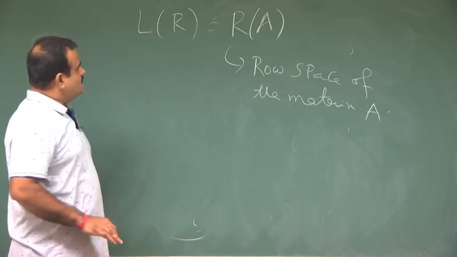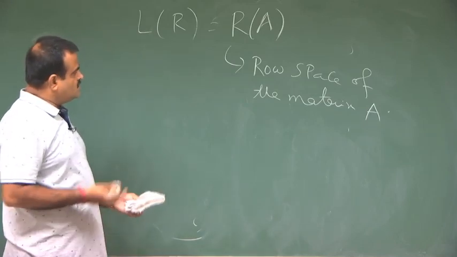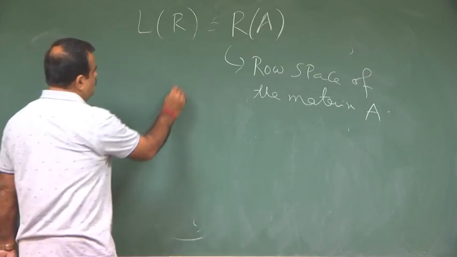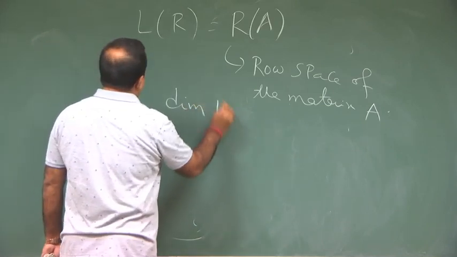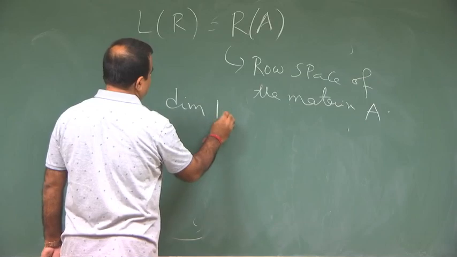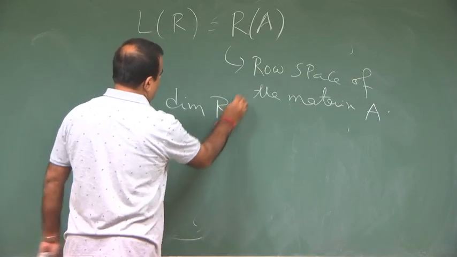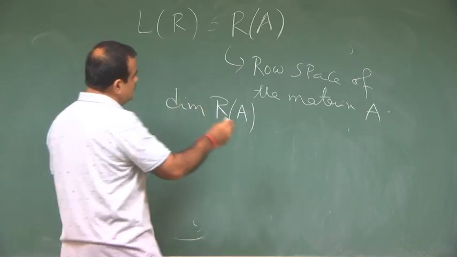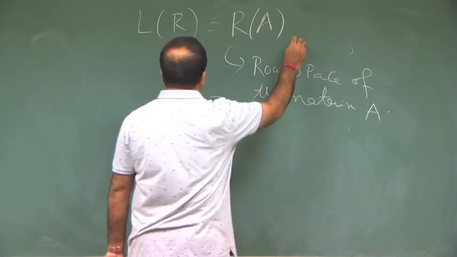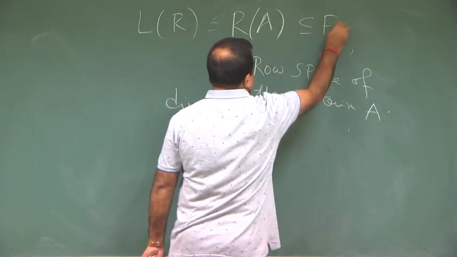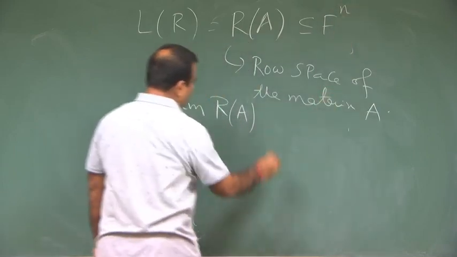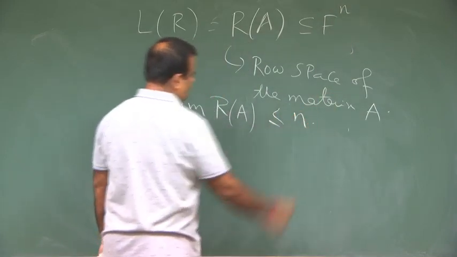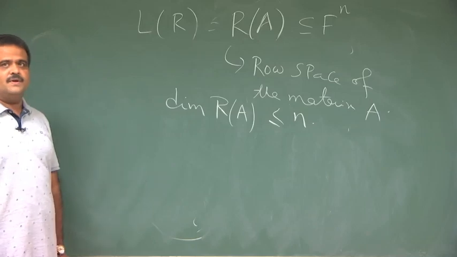And since it is a vector space, it has a dimension. It is a subspace, so this is a subset of R^n. So, the dimension of this R of A must be less than or equal to n; it could be at most n.